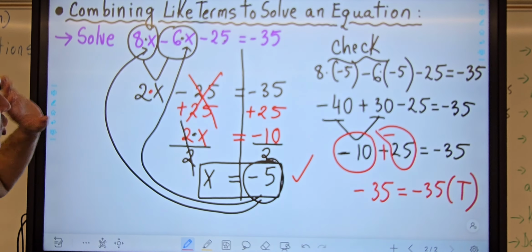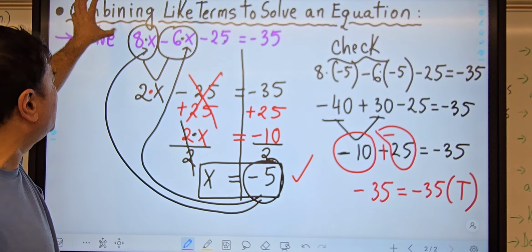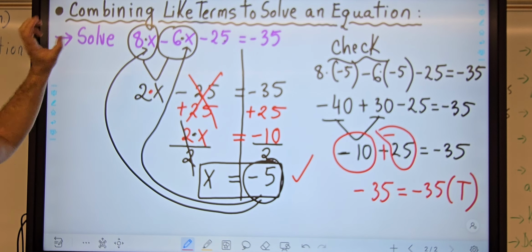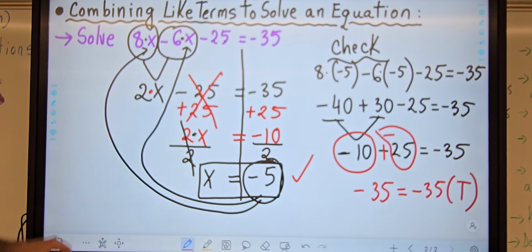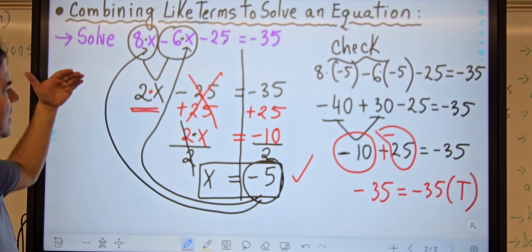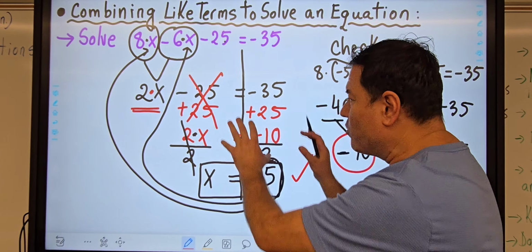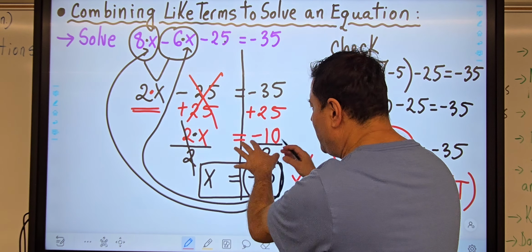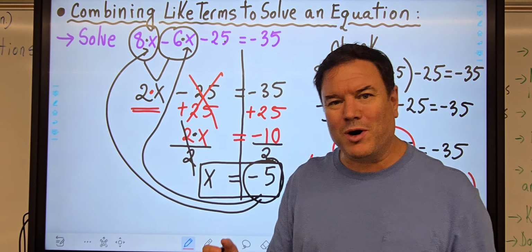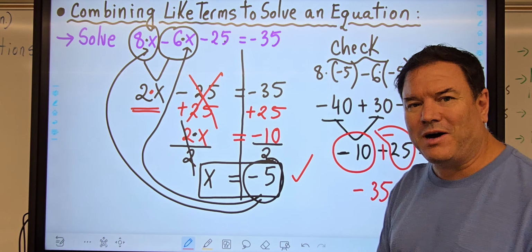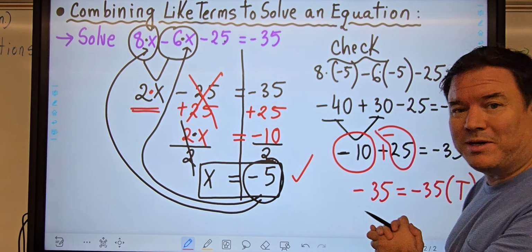Again, please make sure if we have an equation, we are looking for like terms. We are going to combine the like terms first. So in this case, we combined 8x and negative 6x, and we got 2x right here. And then we have 2x minus 25 equals negative 35. Next, we added 25 on both sides. We got 2x equals negative 10. And finally, we divided both sides by 2 in order for us to get x equals negative 5 as our answer. And then we checked our work, and we got a true statement.